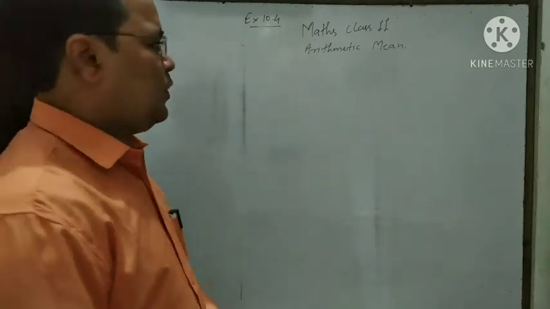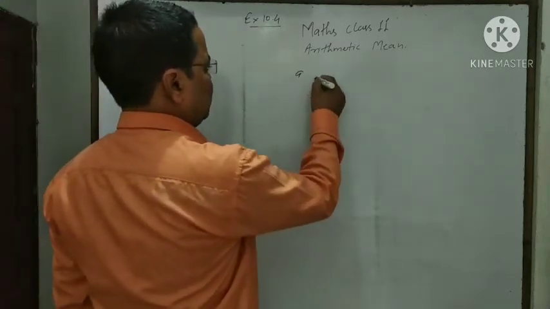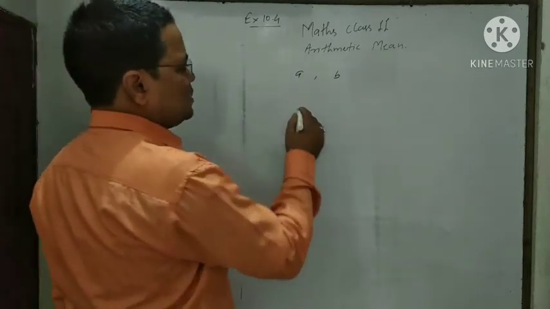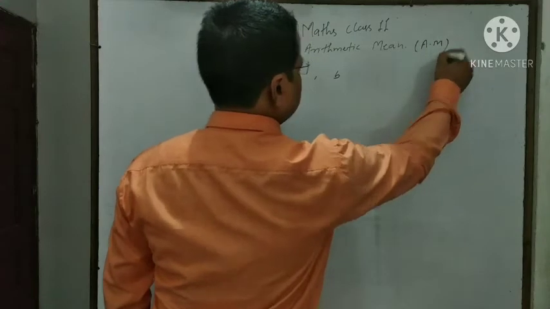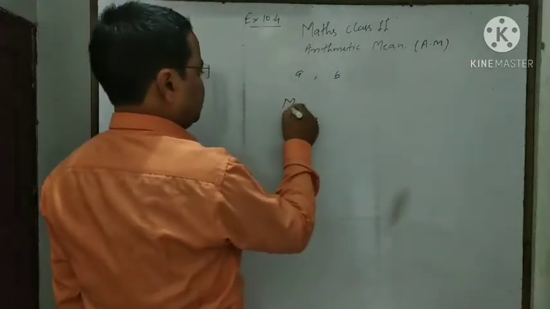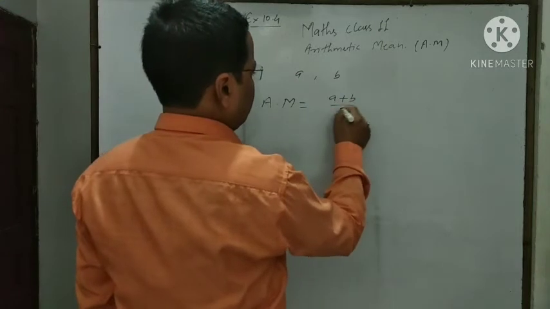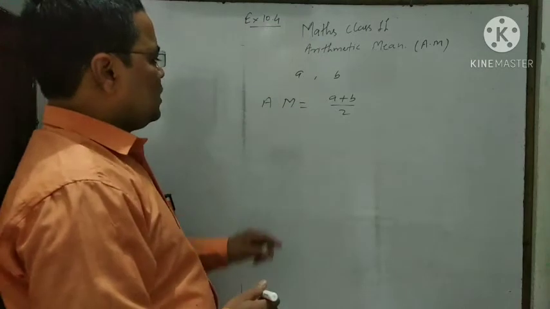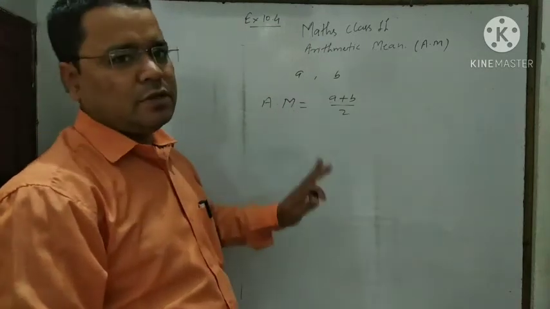Dear student, if we take two numbers a and b, then their arithmetic mean, which is represented by AM, is equal to (a plus b) by 2. Or we can say that the arithmetic mean is the average of these two numbers a and b.